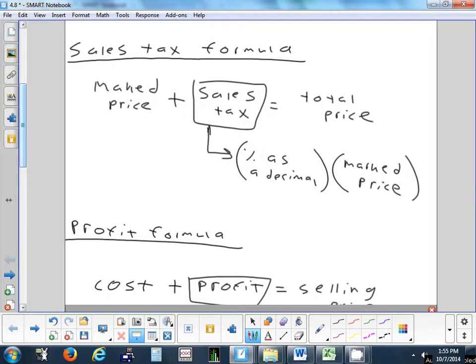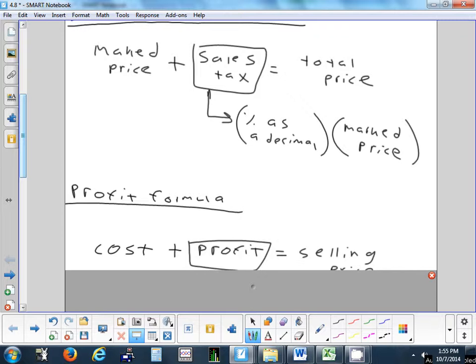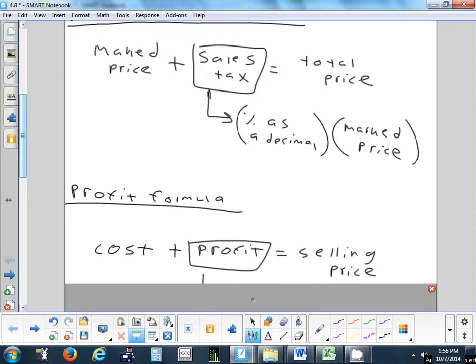Okay, the next formula is for profit. Profit is if somebody's selling an item in the store and they want to make a certain amount of money when they sell it. Let's say that I'm selling pencils, and I buy 100 pencils from the manufacturer and it only costs me $50. Well, I might sell those 100 pencils in my store for $70. Why? So that I make a profit. So to find the selling price of an item, it's cost plus profit.